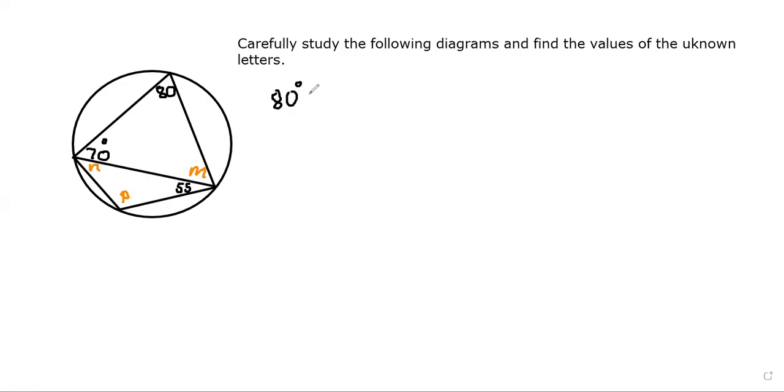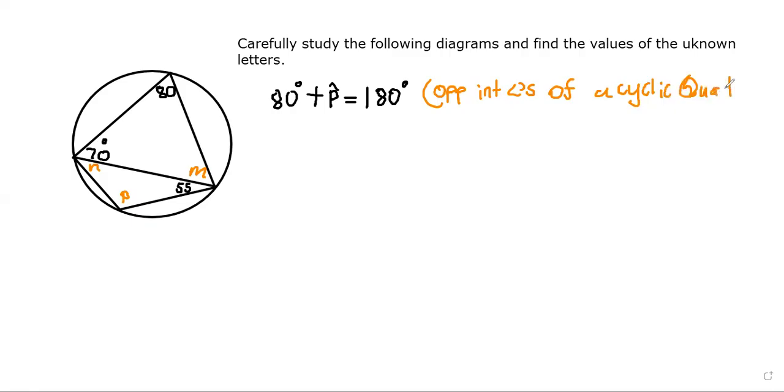angle 80 degrees plus angle P is equals to 180 degrees. Remember that each and every statement should be accompanied by the reason. So that should be opposite interior angles of a cyclic quad. Always, opposite interior angles of a cyclic quad add up to 180 degrees.